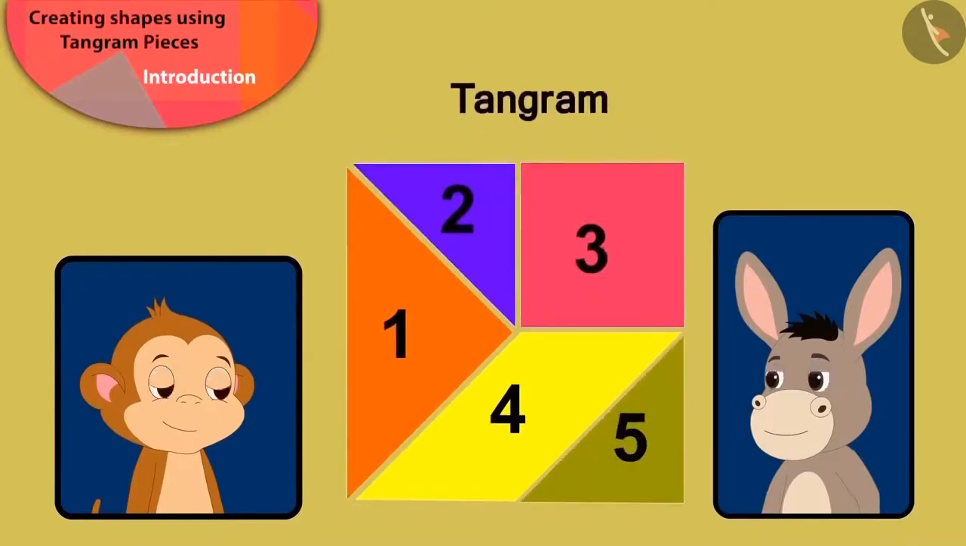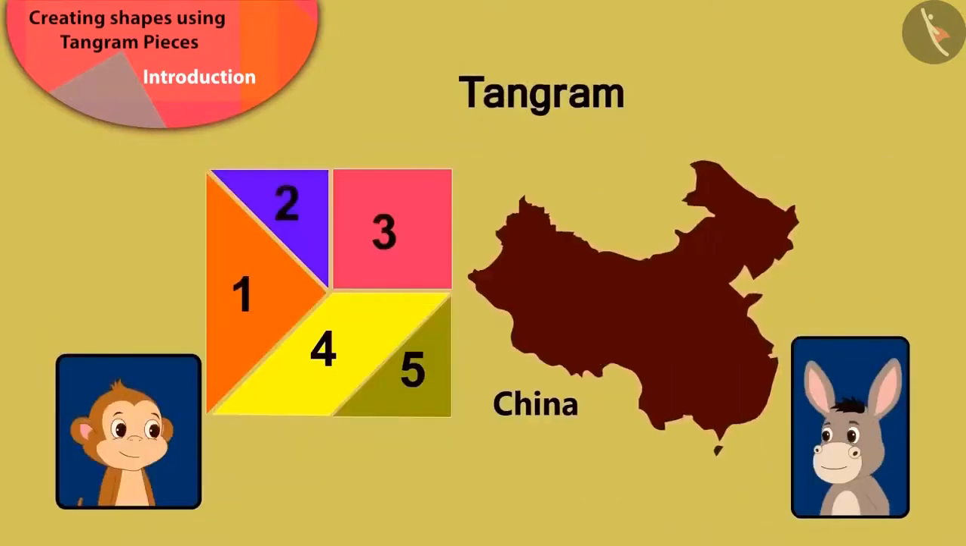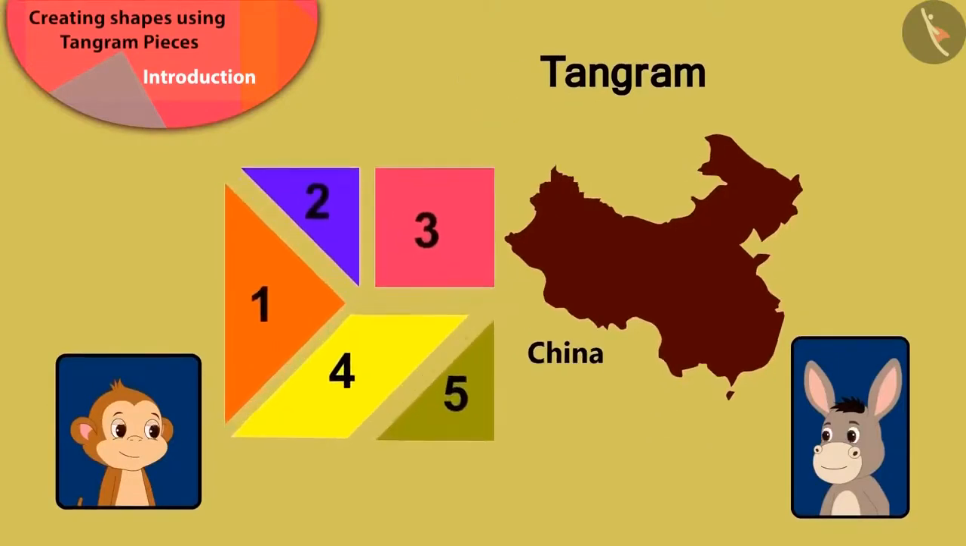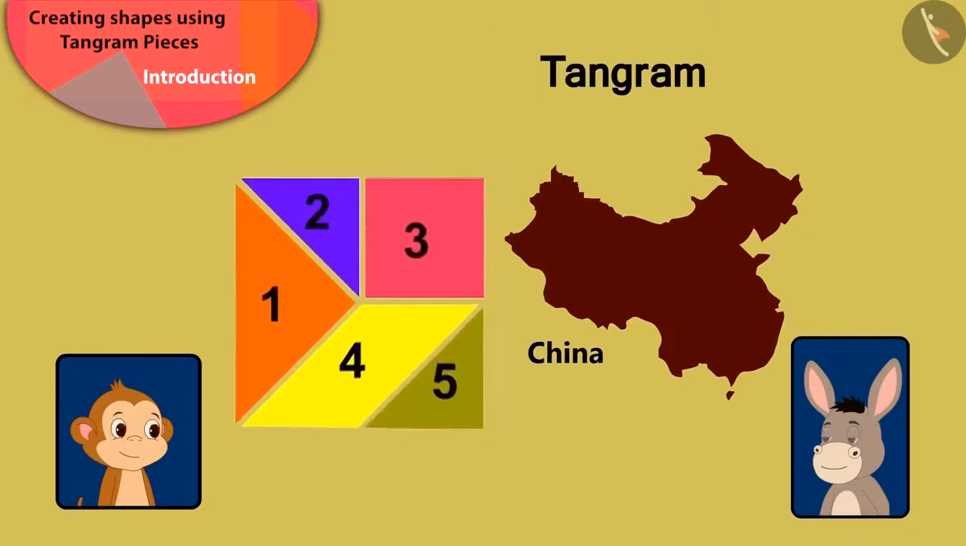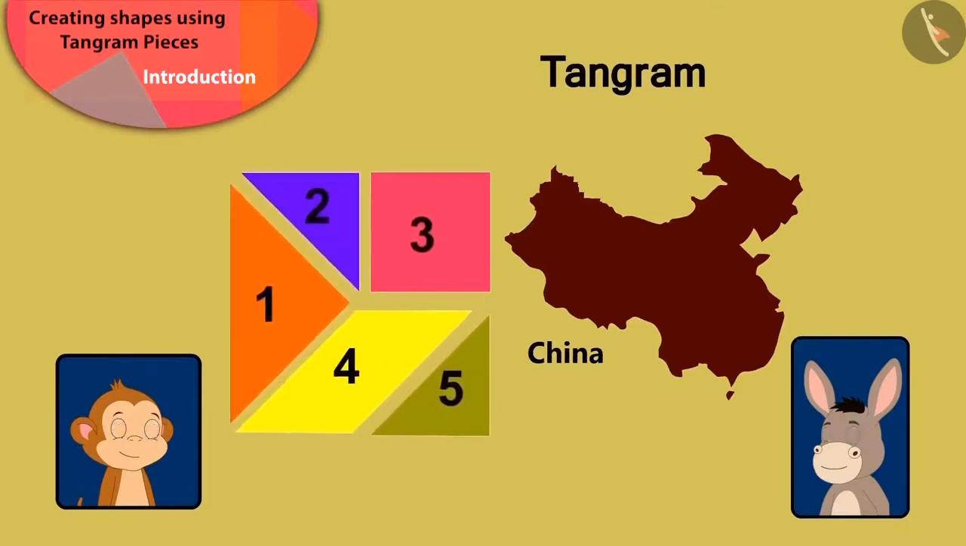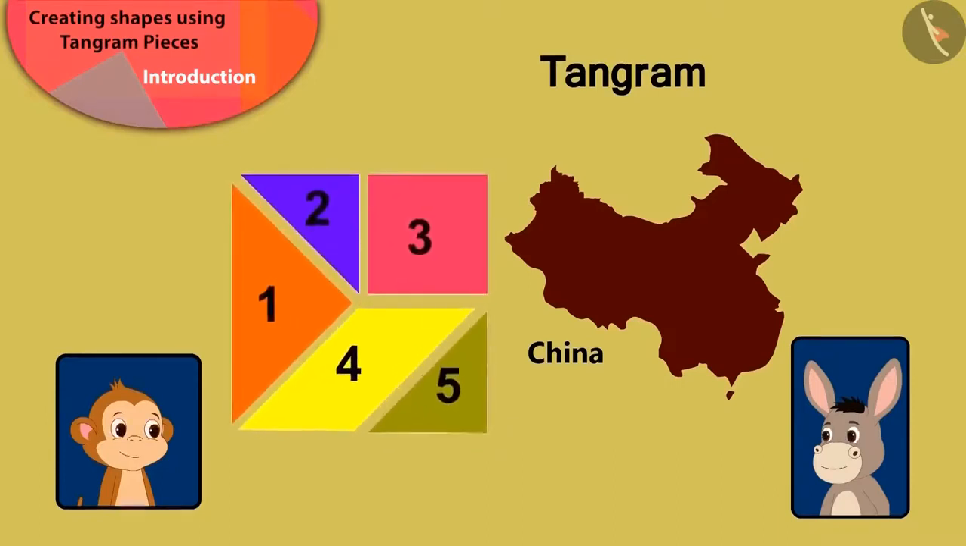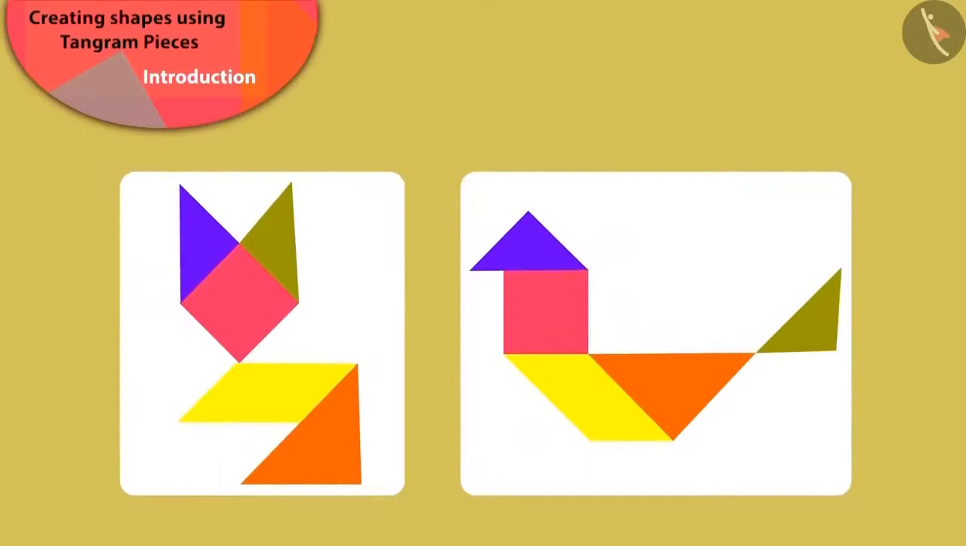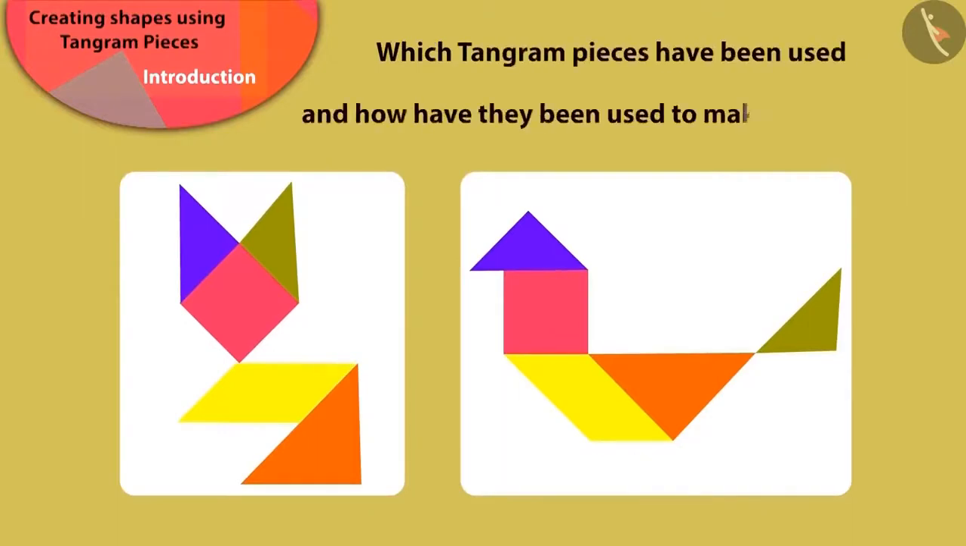We know this by the name of Tangram. Tangram is a unique puzzle made in China which is made of different shapes like this. With just these 5 pieces of Tangram, we can make various different shapes. Children, here we can see both the shapes made by Babban. Can you say which pieces of the Tangram have been used to make these shapes?